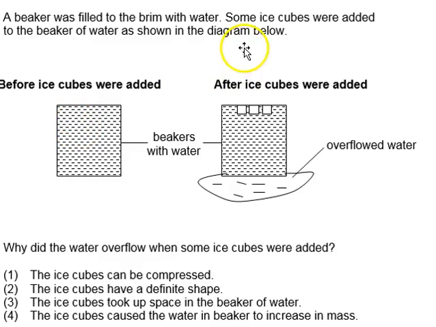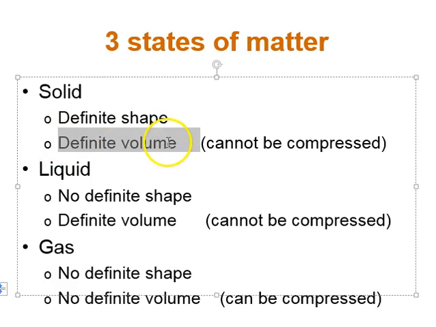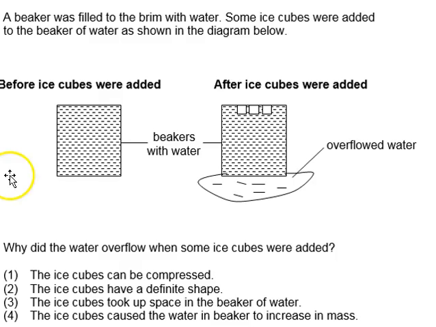So what we see is that when some ice cubes were added to the beaker of water, as shown in the diagram below, after the ice cubes were added, water overflowed, just like how we said it to be, right? Now remember also that an ice cube is a solid. It has a definite shape, and it has a definite volume. That means a solid too cannot be compressed. So what happens if we put a solid that cannot be compressed into water that cannot be compressed?